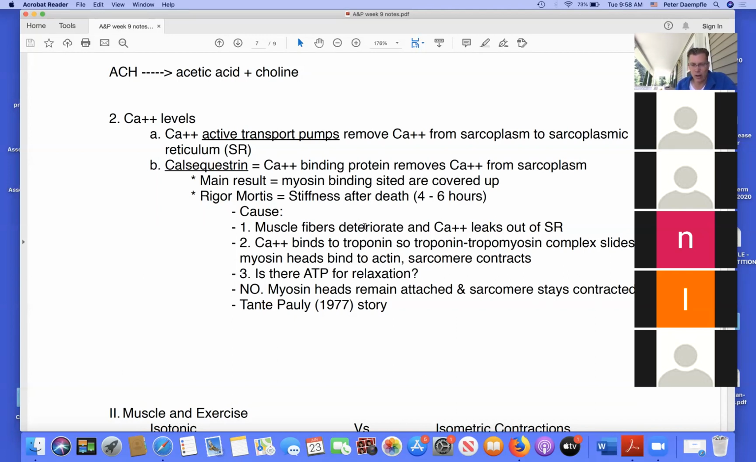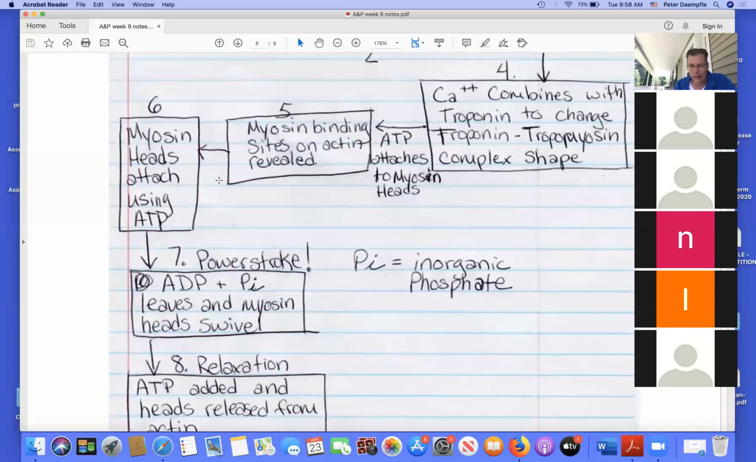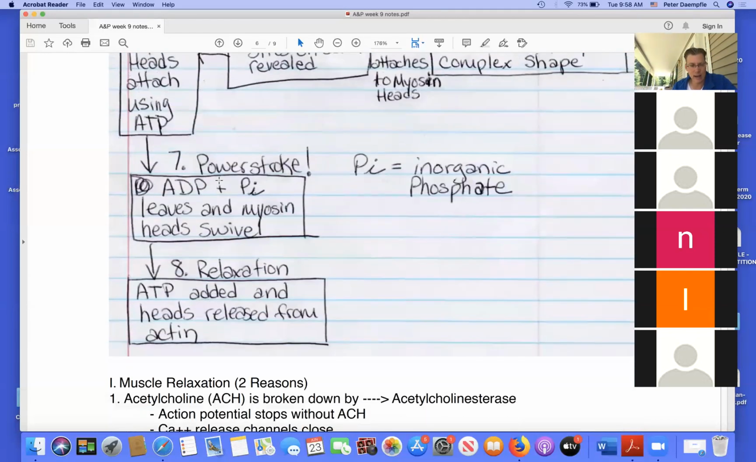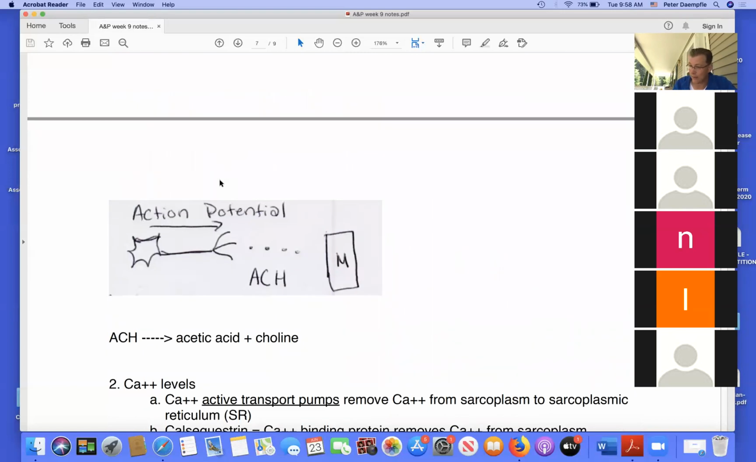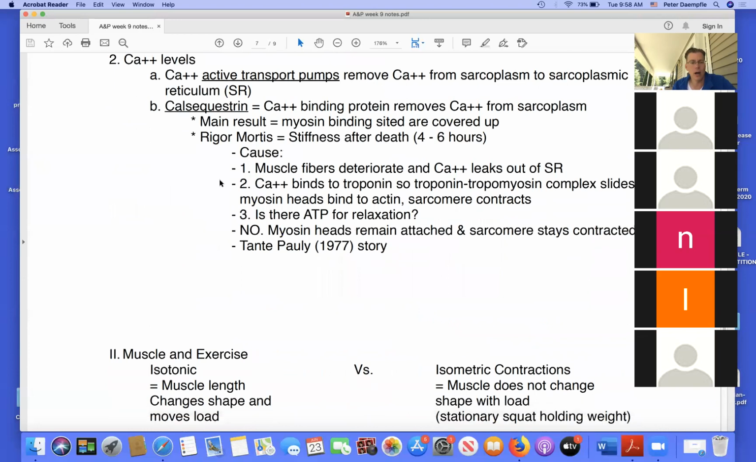Rigor mortis, and it's a weird thought, really emphasizes that you need ATP in order to relax the muscles. And that's kind of why I tell the story, because it is all the sliding filament theory. It is all biology. You almost don't even have to be alive for it. It's just the way that myosin and actin slide together. And of course, you need ATP to be alive. You have ATP, and you need ATP to relax your muscles.